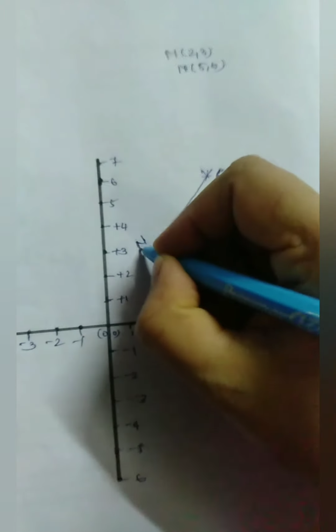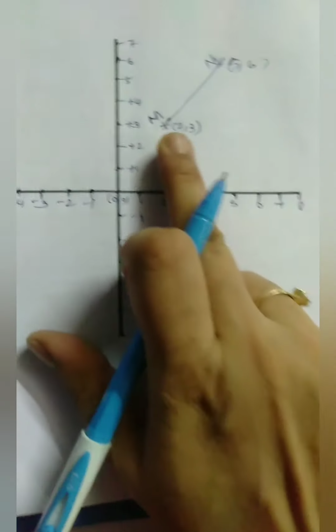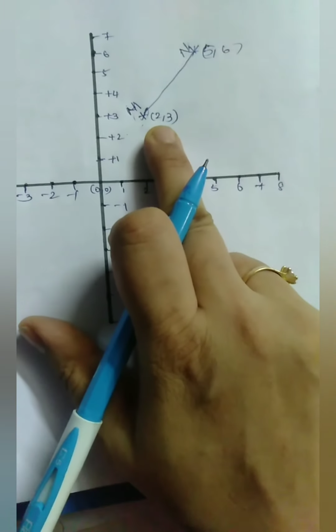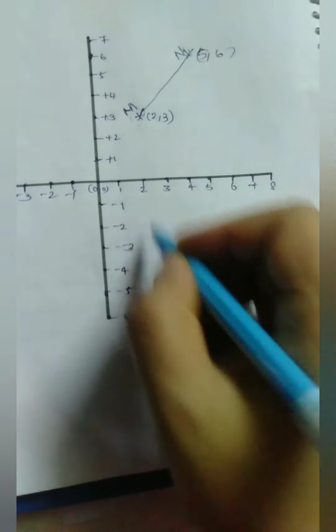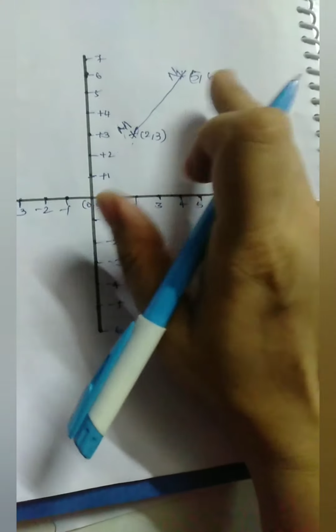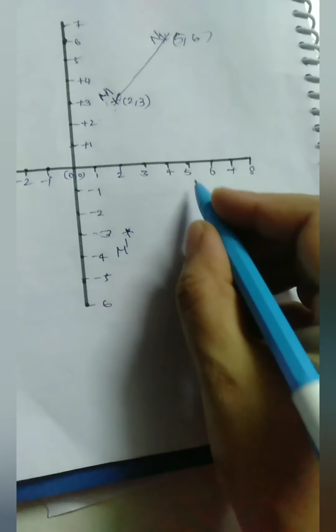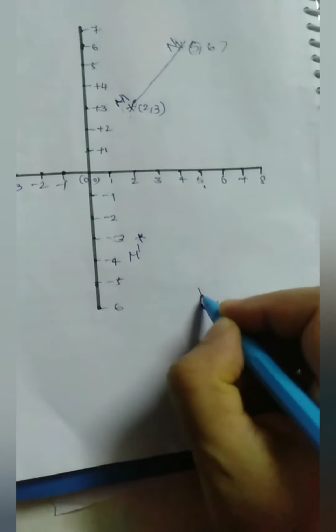Let us see what is the reflection of this on the x-axis. Very easy. First find the reflection of M. Reflection of M is nothing but (2, 3) changes to (2, -3), that is this point. This is called M dash. And let's find the reflection of N on the x-axis. (5, 6) changes to (5, -6), that is this point, N dash.